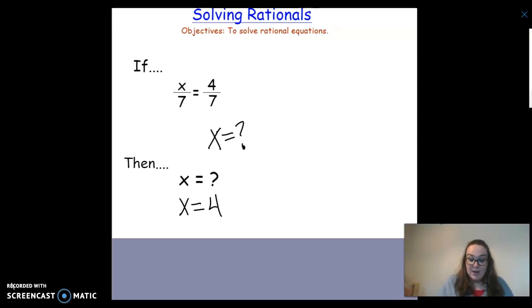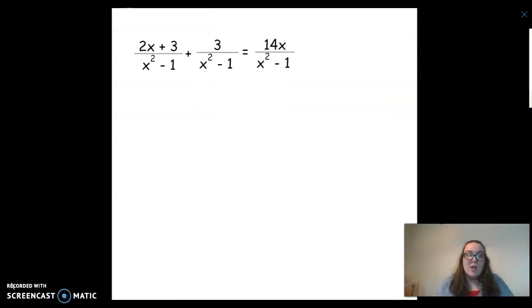Okay, so that's going to be a big key thing here in the next couple of weeks, is that if our denominators are the same, then that means that our numerators are equal. Okay? So, using that concept, we are going to be solving a few equations. Alright? So, here's a rational equation.